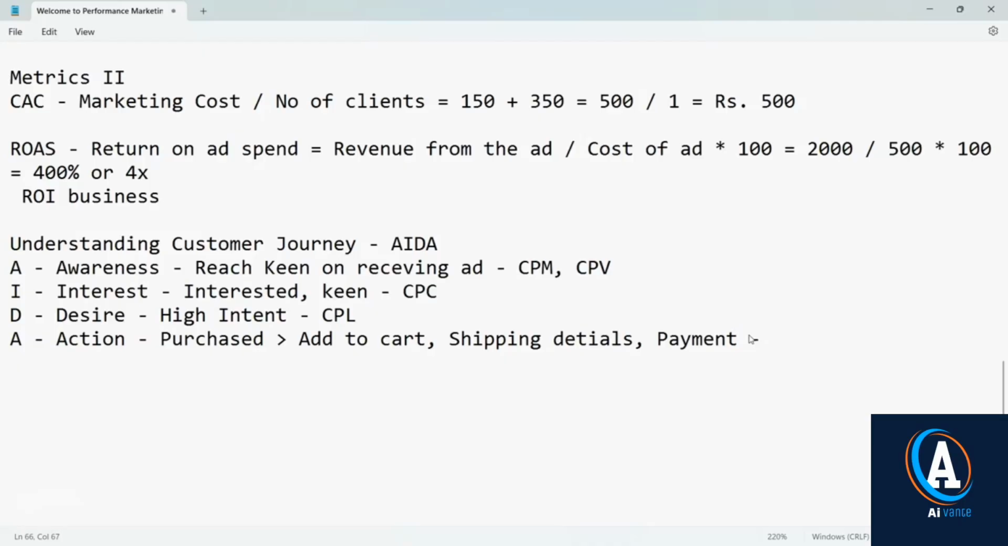And action would be CPA, CPI, cost per install. Actually installing the app and starting to use it. Cost per acquisition, coming up till the payment level or a thank you level, that would be a CPA. So you see how everything starts getting, in a very simple way, married with each other. Now let's try to understand this with a few more examples. Let's go back to writing down AIDA.